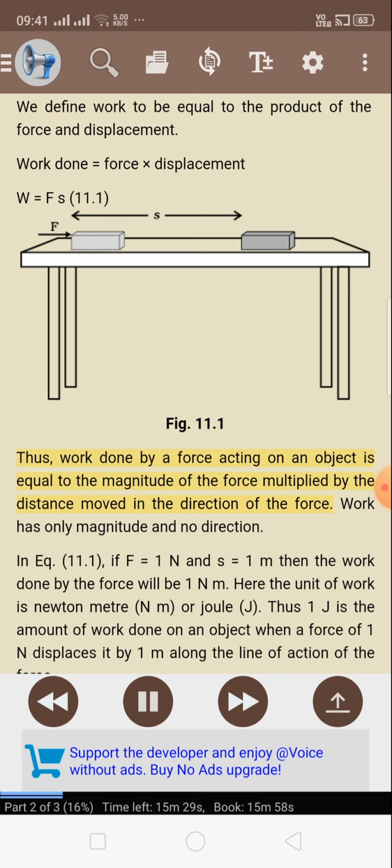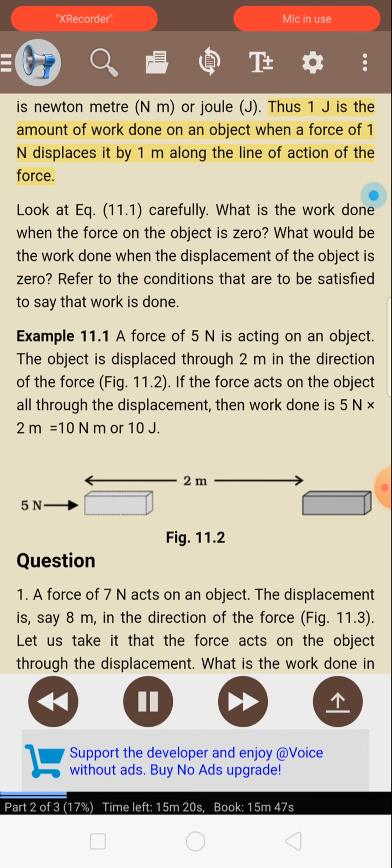In Eq. 11.1, if F equals 1 N and S equals 1 meter, then the work done by the force will be 1 Nm. Here the unit of work is Newton meter, Nm, or joule, J. Thus 1 J is the amount of work done on an object when a force of 1 N displaces it by 1 meter along the line of action of the force.